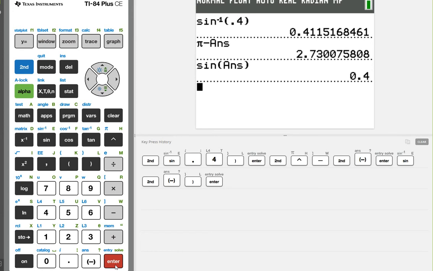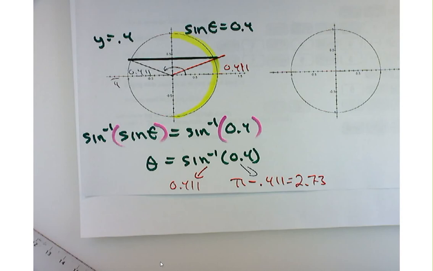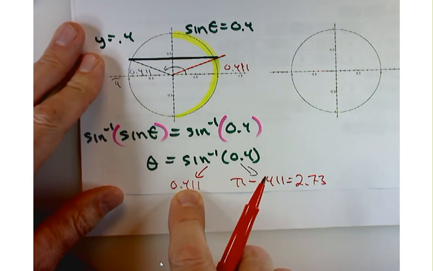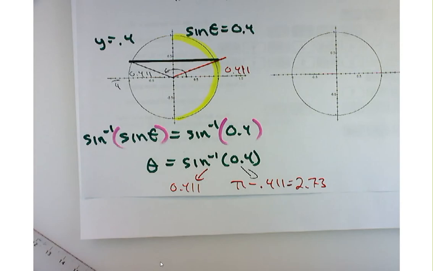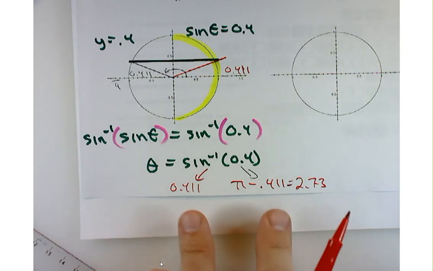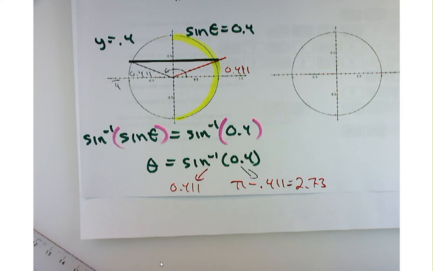Now, if need be, you can generalize from there. You can add multiples of 2 pi to this, multiples of 2 pi to this, and get as many answers as you want. But they only wanted answers from 0 to 2 pi, so we're good. We're all set there.